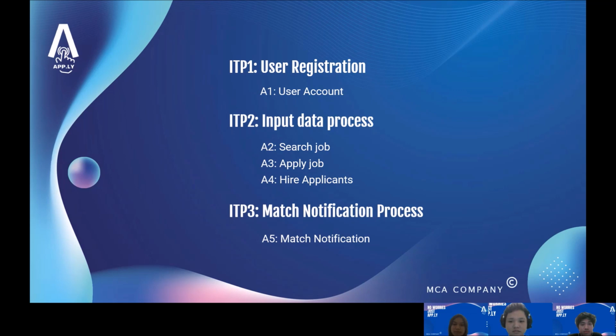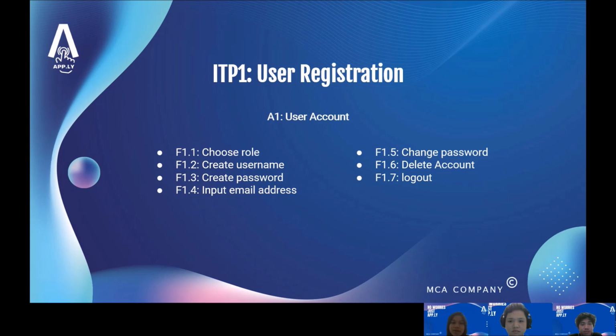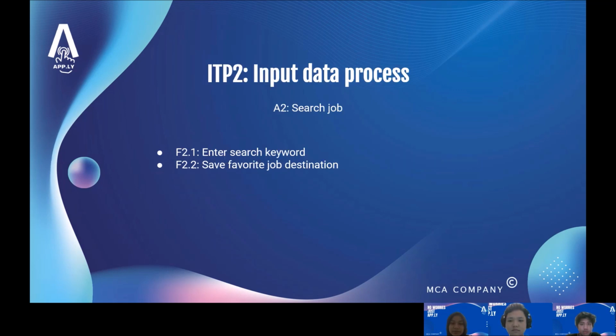In each activity, there's a use case. In ITP1, user registration, basically in A1, user account, there are 7 use cases. The first one is choose role. The second one is create username, create password, input email address, change password, delete account, and log out.